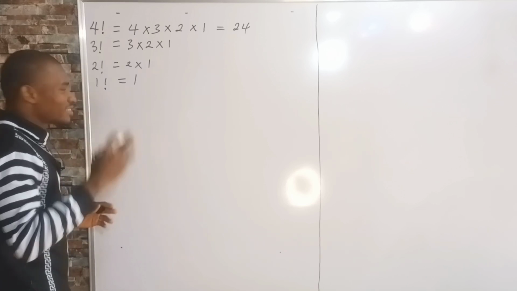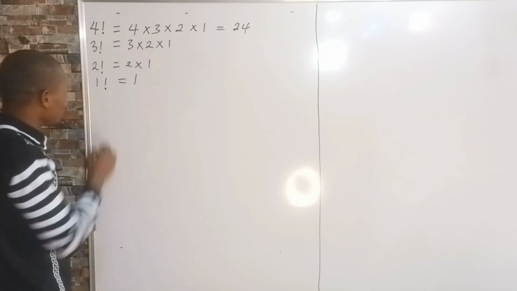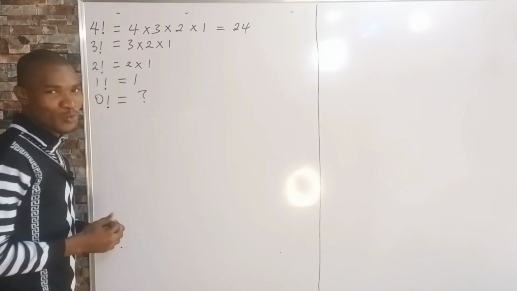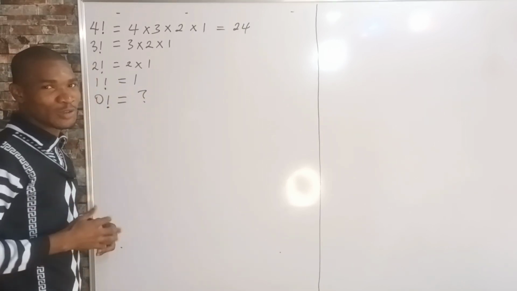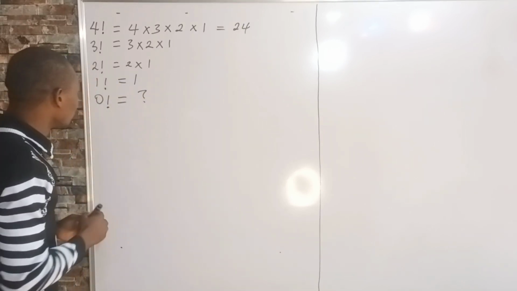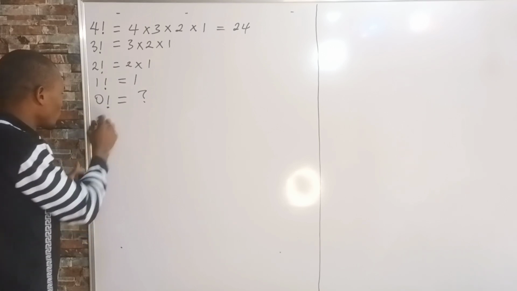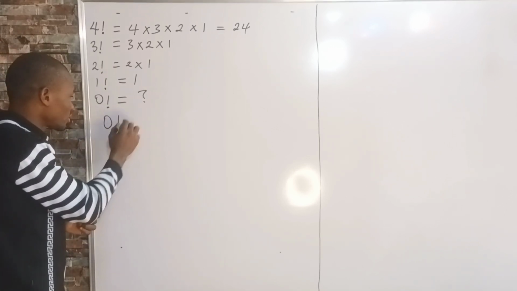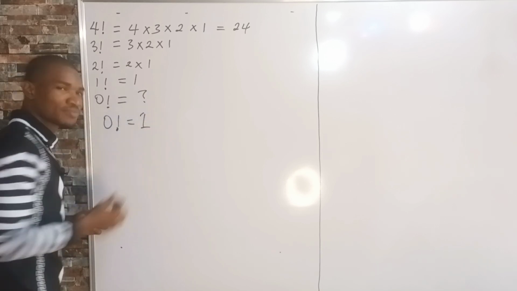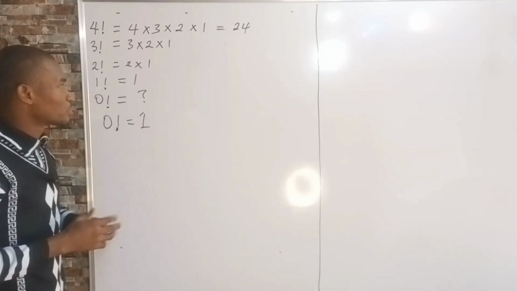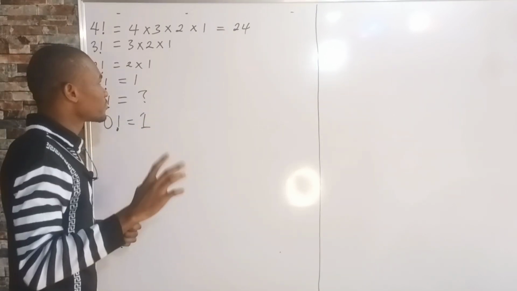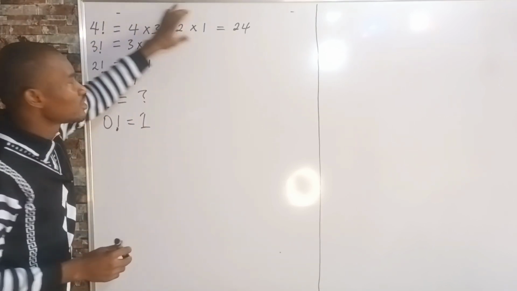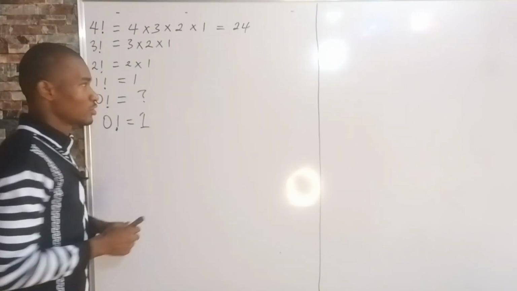Okay? But here lies the problem. If we then have 0 factorial, what is 0 factorial equal to? That is what this video is all about. We are going to prove that 0 factorial is equal to 1. But before I go into the proof, I want to remind you that in factorial, if you don't want to stress yourself in expanding it in this form, you can as well do it this way.